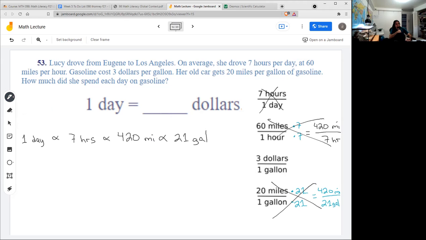Now I've used up that one. And I have one last one. I'm trying to get from gallons to dollars. Again, I'm going to multiply by a 21 top and bottom, so that the gallons is what I want, the 21 gallons. I guess I can fit that over here.